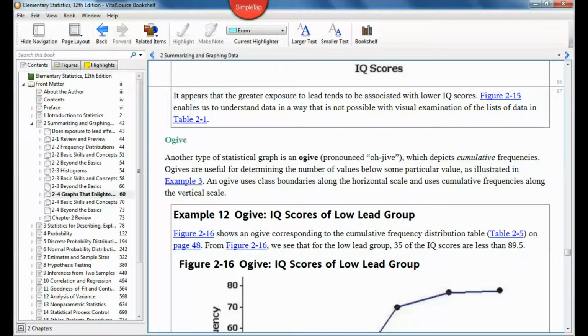Ogive. Alright, O-G-I-V-E. Just that extra letter may help you win one day. You never know. Alright, so it depicts cumulative frequencies. Remember we did a cumulative frequency distribution where instead of giving the frequency of each class, the frequencies get larger and larger because it's a running total.